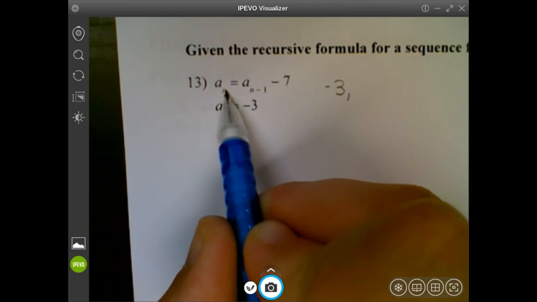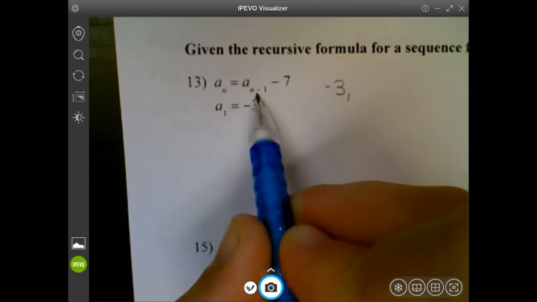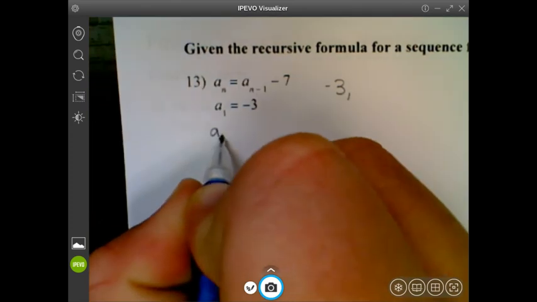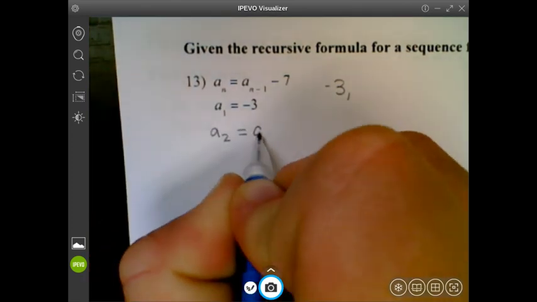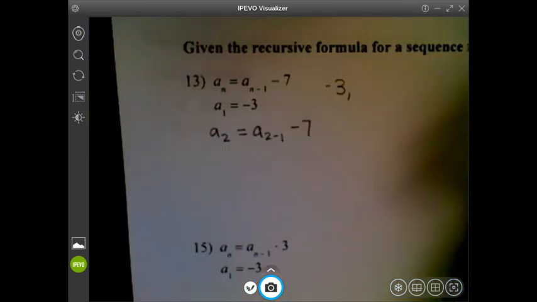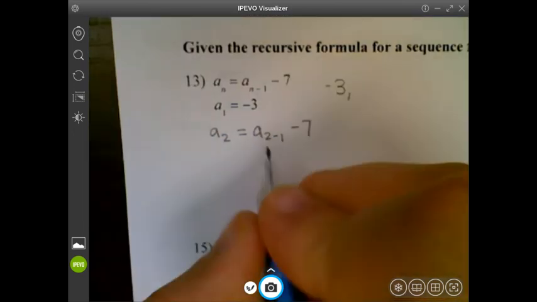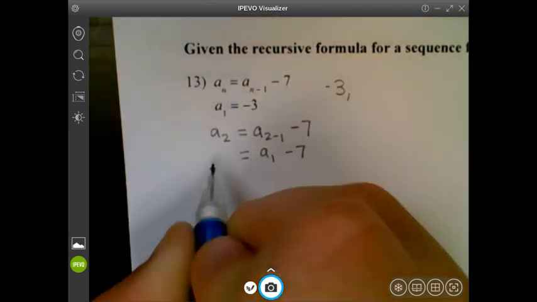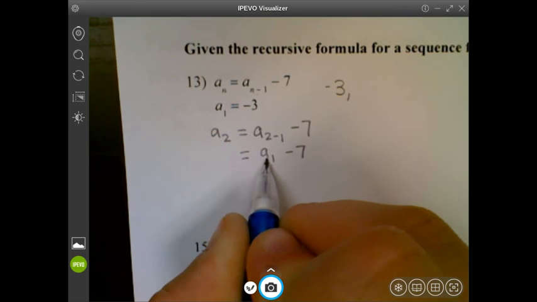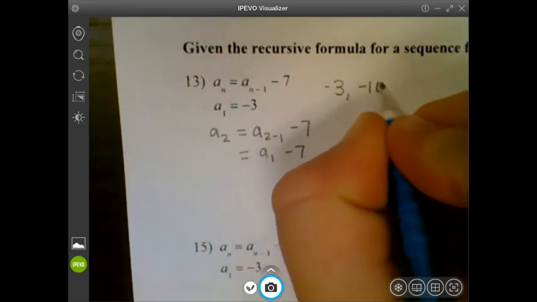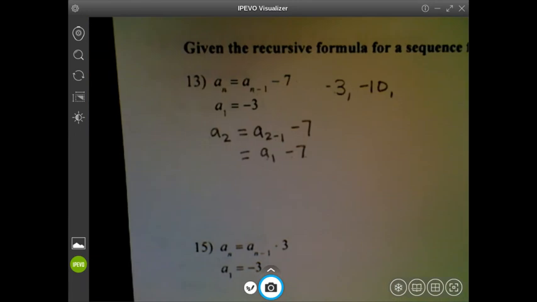To find the second term, you're going to use the term that comes before it and subtract 7. Specifically, here's what that looks like. a sub 2 is equal to a sub 2 minus 1, subtract 7. Well, a sub 2 minus 1 is a sub 1, minus 7. So your second term is found by taking your first term and subtracting 7. So take this term, subtract 7, we get negative 10.